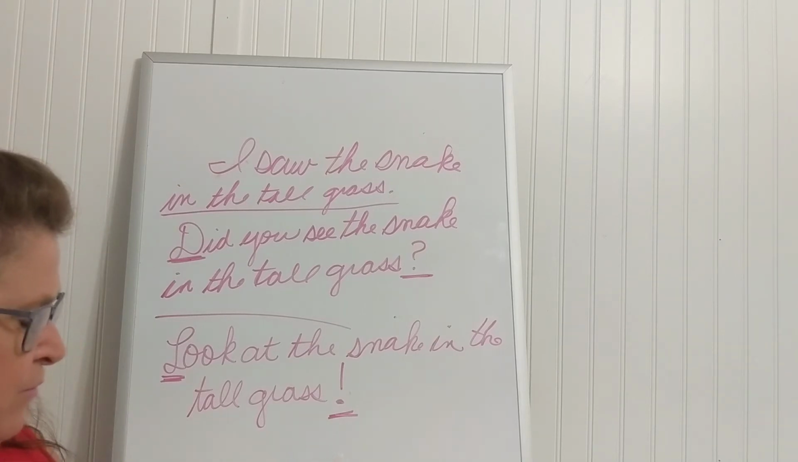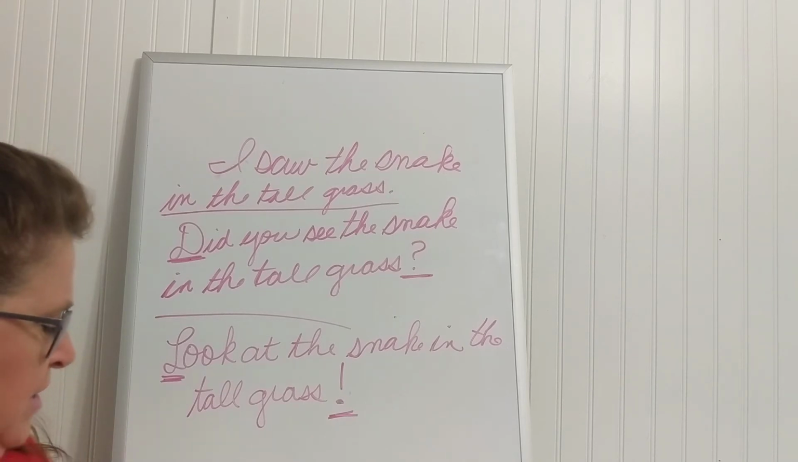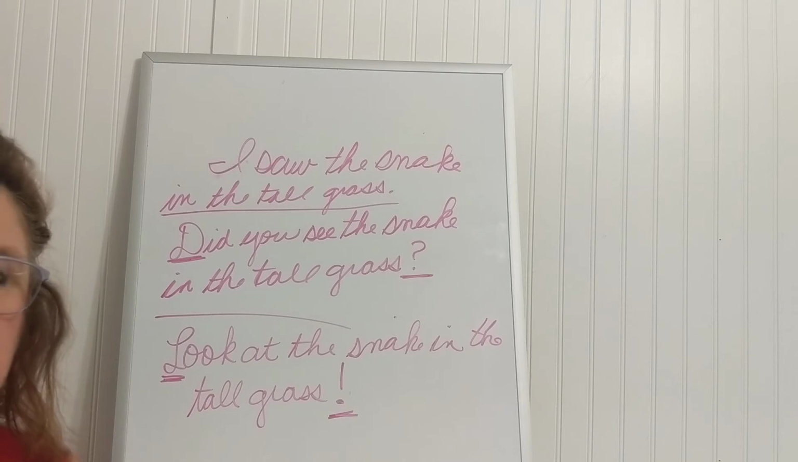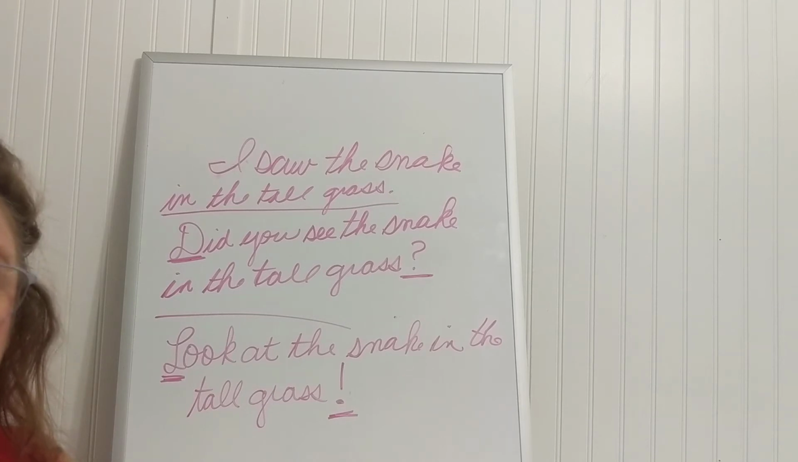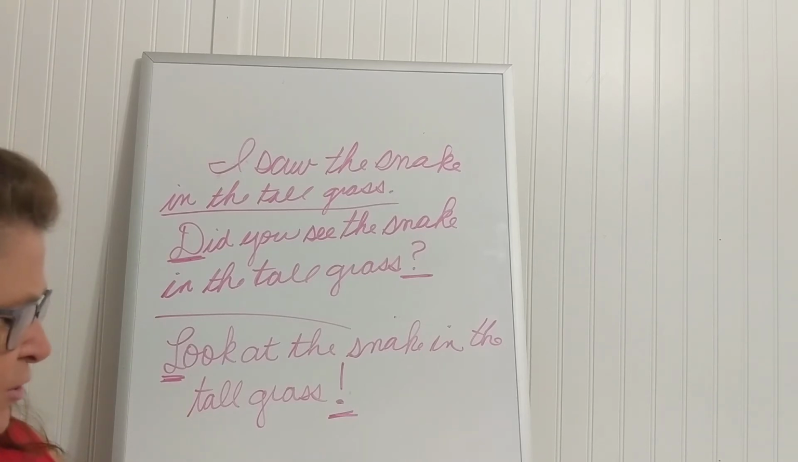Simple and compound verbs. Underline all verbs 2 times. Underline all subjects 1 time. Write S in the blank if the verb is simple. Write C if it is compound. Number 1, Hans Christian Andersen wrote The Emperor's New Clothes. What is our verb? Wrote. And who or what wrote? Hans Christian Andersen. And that is a simple verb, just 1 verb there.